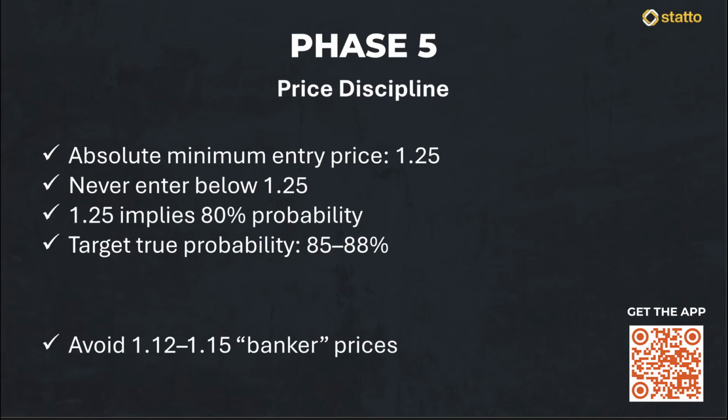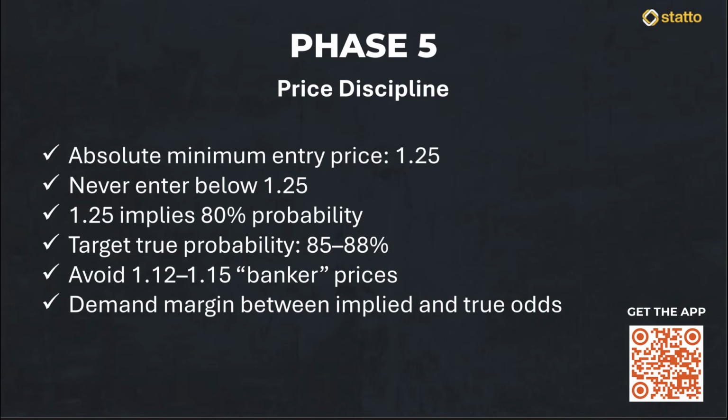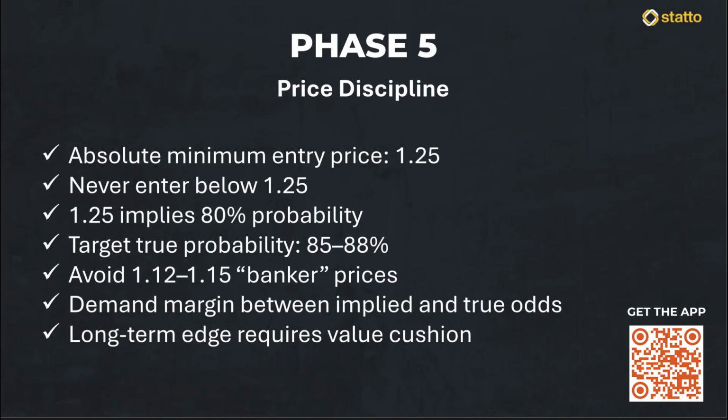At 1.25, the market is implying an 80% probability. If our filtered selections have a true probability of 85 to 88%, we have found a genuine value margin. We are demanding compensation for our risk, and we never chase banker prices that offer no long-term edge.